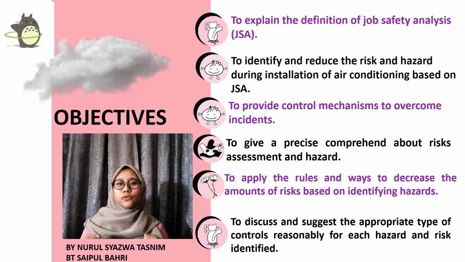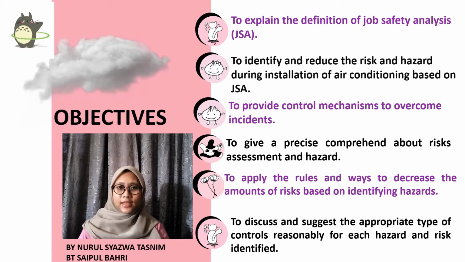The objectives for the assignment are to explain the definition of job safety analysis (JSA) to identify and reduce the risk and hazard during installation of air conditioning based on JSA, to provide control mechanisms to overcome incidents, to give a precise comprehension about risk assessment and hazards, to apply the rules and ways to decrease the amount of risk based on identifying hazards, and lastly to discuss and suggest the appropriate types of control reasonably for each hazard and risk identified.